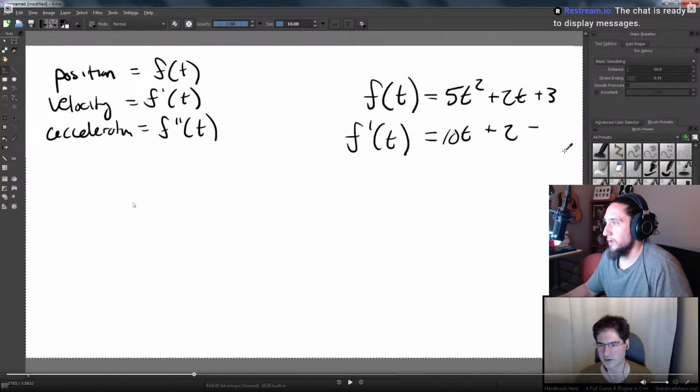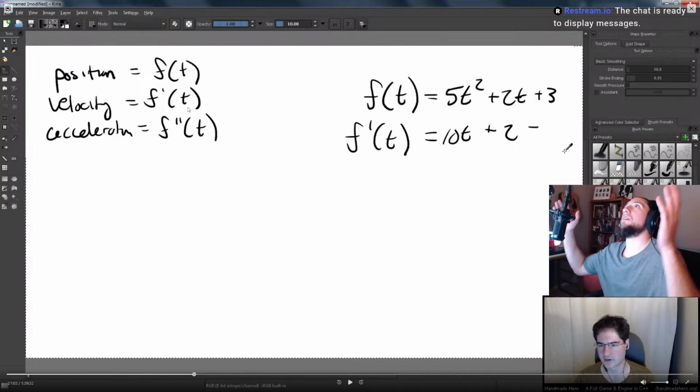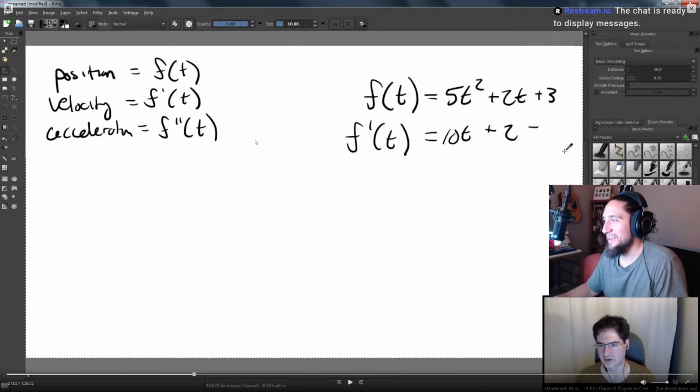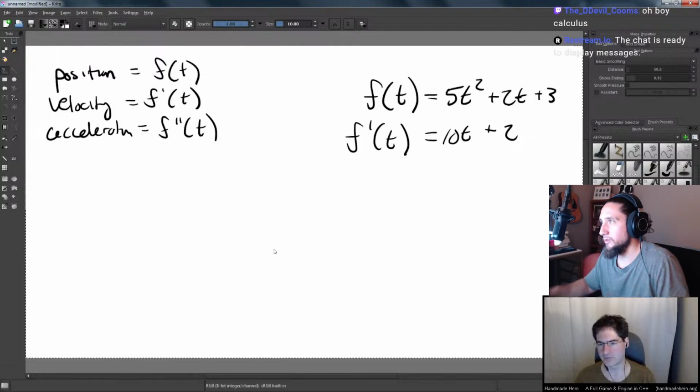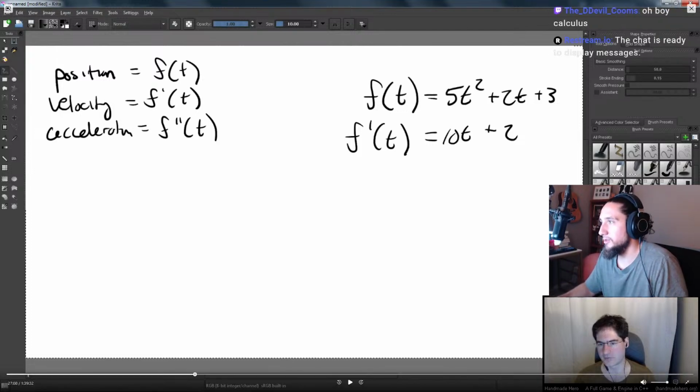Oh my god, I was finally right about something. Yes! I wasn't humbled for the umpteenth time this week. And so we end up with something like that, and that is the velocity. I did it. I can do a basic high school calculus equation. I can't believe it. It's amazing.